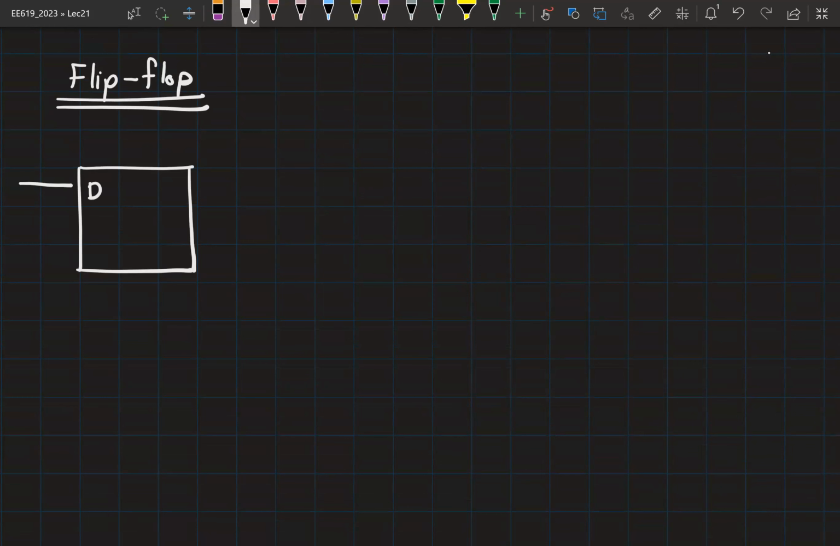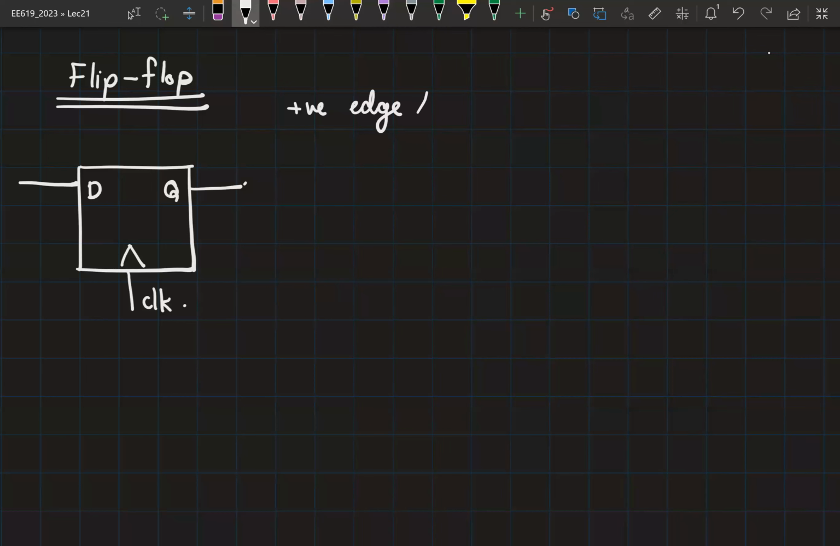So this has 2 inputs. We are looking at the simplest form of a flip-flop with 2 inputs, data and the clock, and the output Q. So we are considering a positive edge triggered flip-flop.